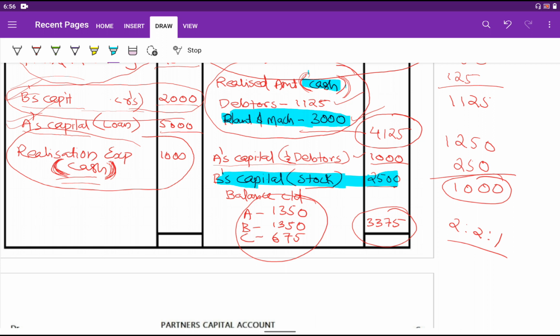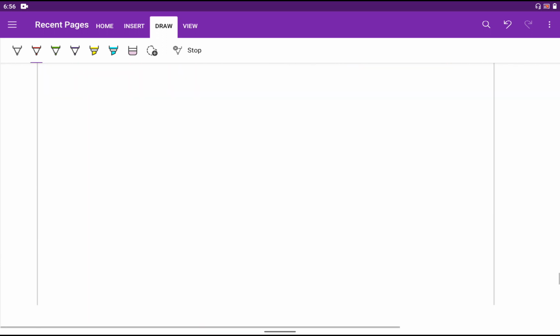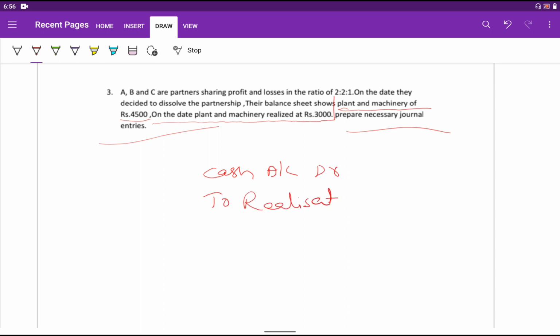So what will we write as journal entry? Cash account debtor to realization account. How much? 3000. So the answer is all.